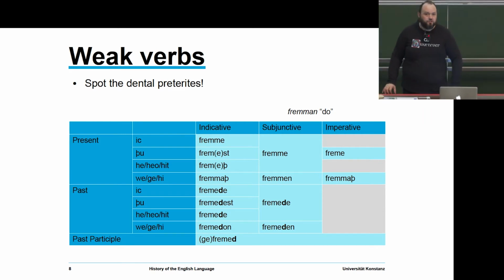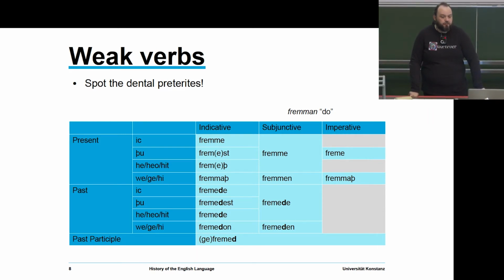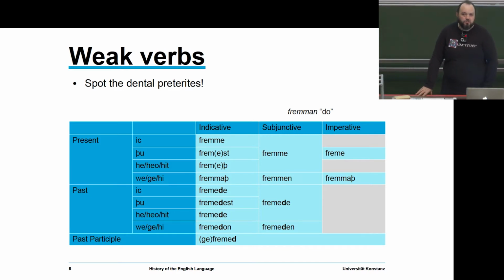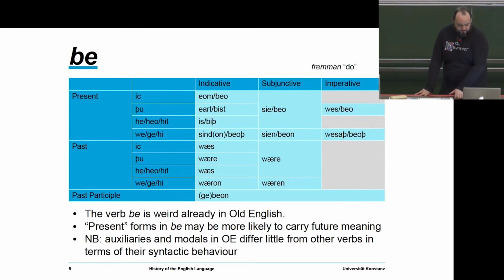And fremman is just one type of weak verb. There are actually several classes of weak verb, but again, we're not going to go into those in this course because it's too much detail.